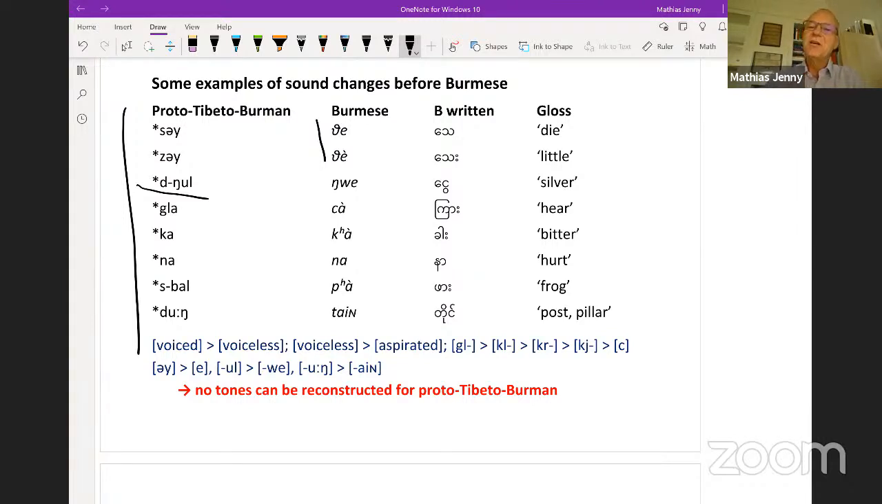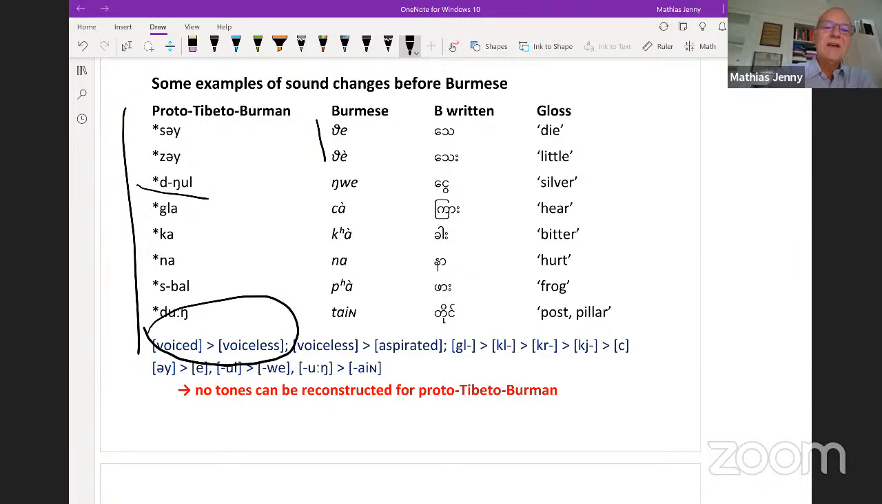So you see, these are changes that we can reconstruct because we can compare related languages and we can say something about what Proto-Tibeto-Burman looked like. And we do see some regularity. Sound changes are regular if they happen in all words. So we can say that voiced consonants in Proto-Tibeto-Burman become voiceless in Burmese.